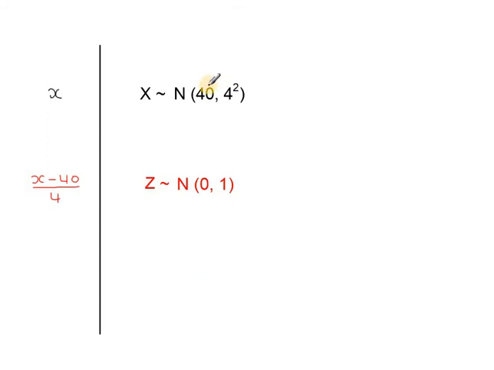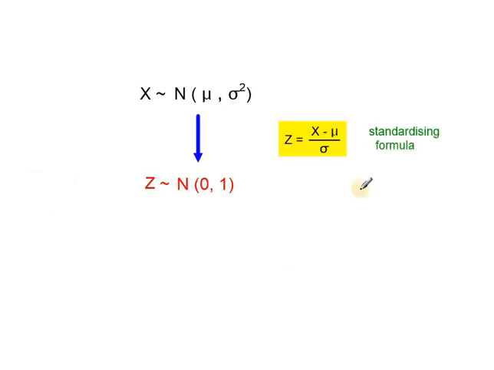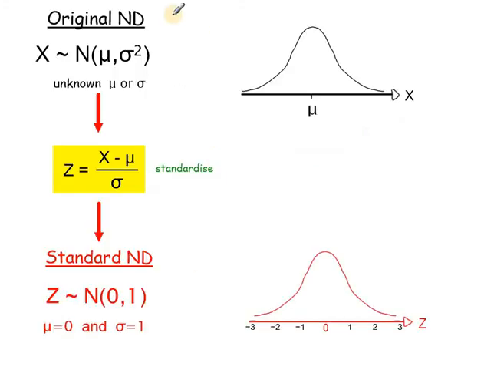If I now replace 40 here and here with just the symbol for the mean, because 40 was the mean, we're just generalizing now, so we get this. And then I'm going to replace the 4 here and here with the standard deviation, again just generalizing, so now we have this. So to go from any normal distribution to the standard normal distribution, we have to apply this formula, which is called the standardizing formula, which brings me back to this original slide.